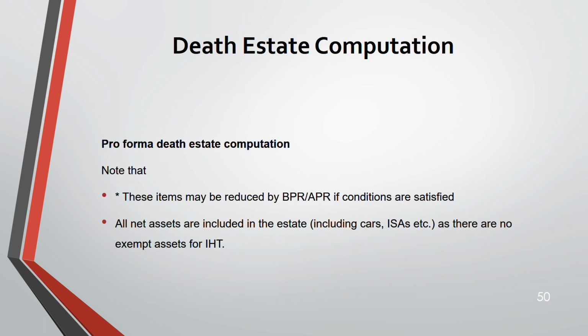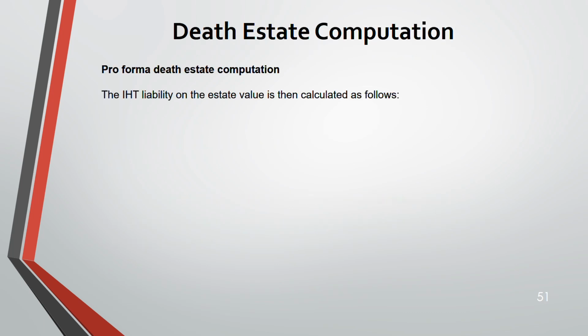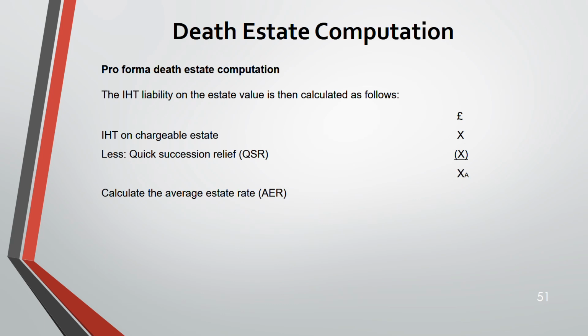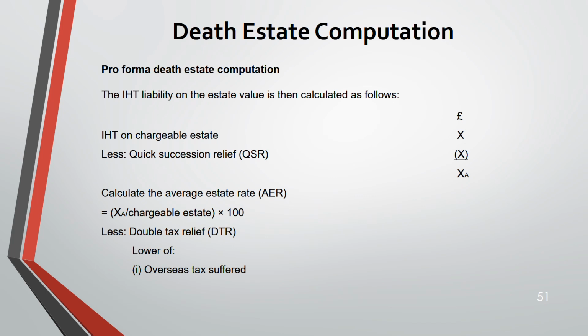All assets are there. Now, the IHT liability will be calculated like this. All this was the estate value. Now, IHT on chargeable estate. Deduct quick succession relief and calculate the average estate rate. Average estate rate will be calculated like this: whatever you have got, IHT divided by chargeable estate, times 100. Then you deduct double taxation relief. Double taxation relief is the lower of overseas tax suffered and AER times overseas property value in the estate. If you're not understanding this, don't worry, we'll do questions and then you can come back and see this formula once again. It will make sense. Then it's your IHT payable.